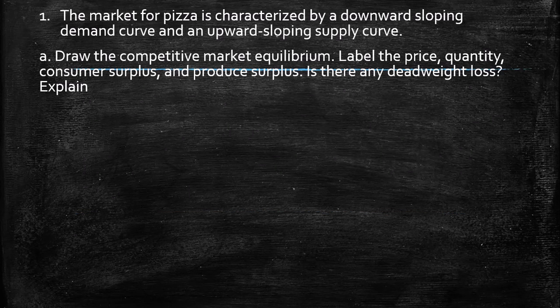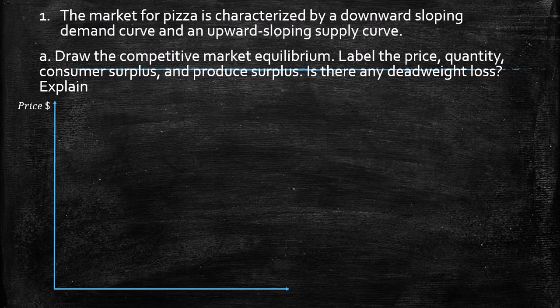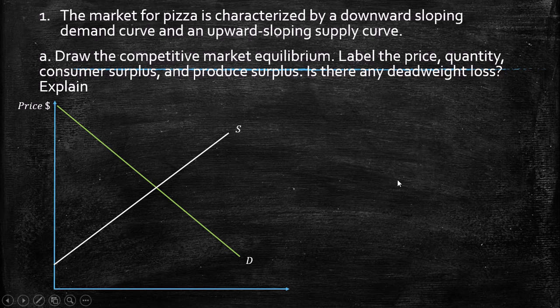So the first exercise says the market for pizza is characterized by a downward sloping demand curve and an upward sloping supply curve. A. Draw the competitive market equilibrium, label the price, quantity, consumer surplus, and producer surplus. Is there any deadweight loss? Explain. So basically we have the price on the y-axis as usual, and on the x-axis we have the quantities.